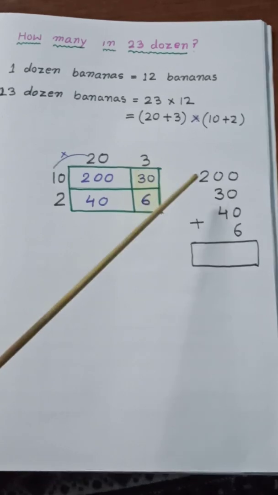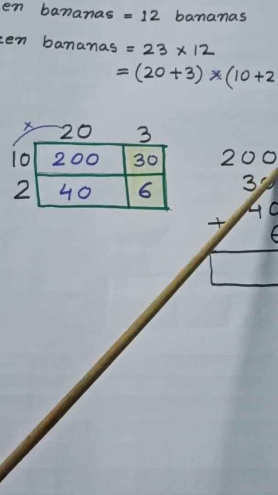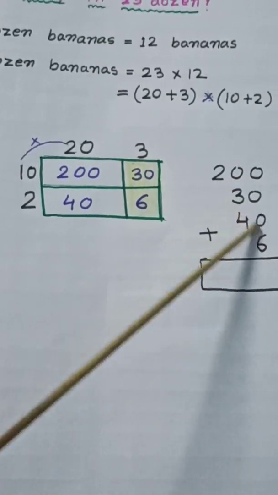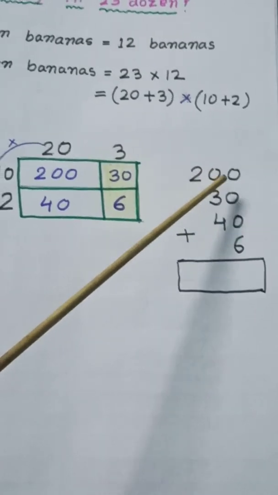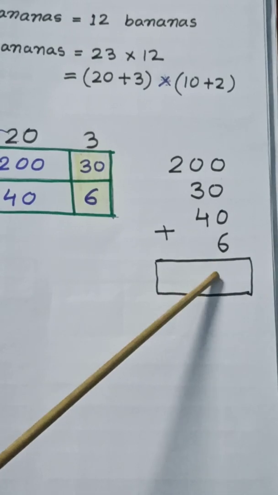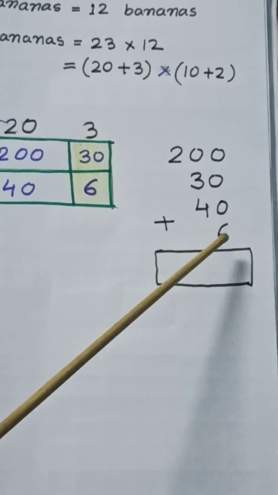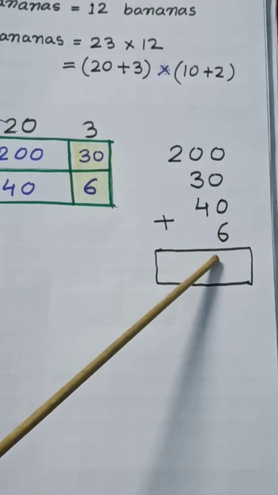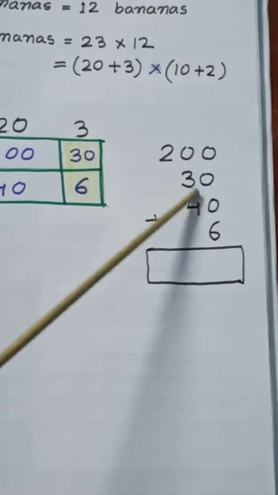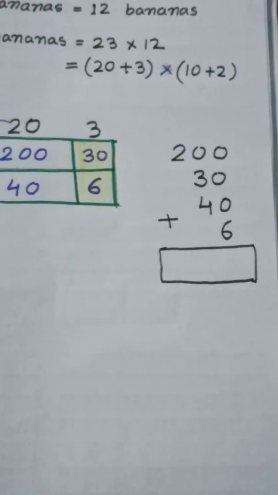First we arrange all numbers vertically. Bigger number first, we take 200, then 30, 40 and 6. So let's start to add. 0 plus 0 plus 0 plus 6 is equal to 6. We know, children, when we add 0 with any number, we get the same number. This is the property of addition. So here when we add all 4 numbers, we get 6. So here we will write 6.